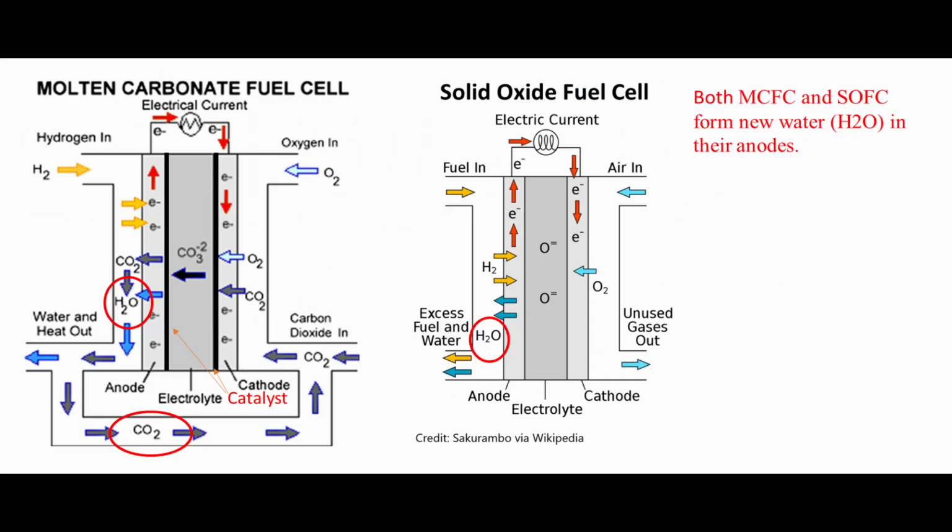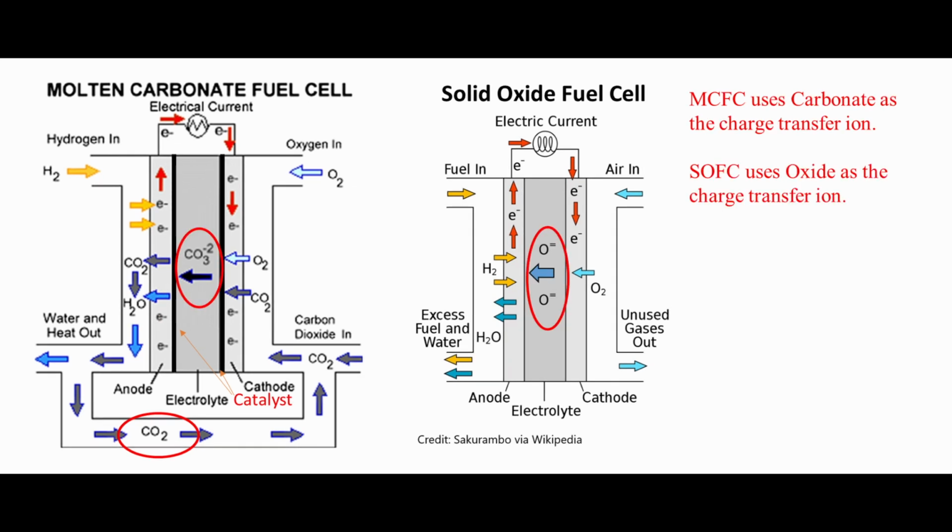In both solid oxide and molten carbonate fuel cells, new water is formed in the anode. The MCFC uses carbonate ions as the transfer ion to react in the anode with H2 to make H2O plus CO2 plus electrons. The SOFC uses oxide ions as the transfer ion to react in the anode with the H2 to make H2O plus electrons.